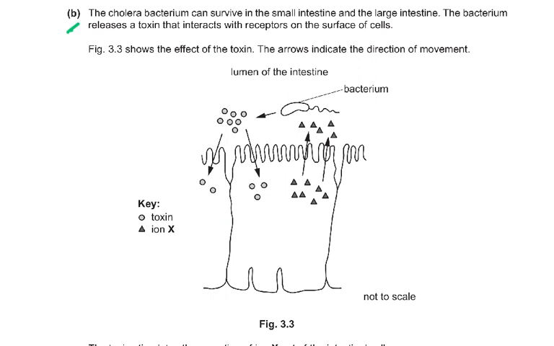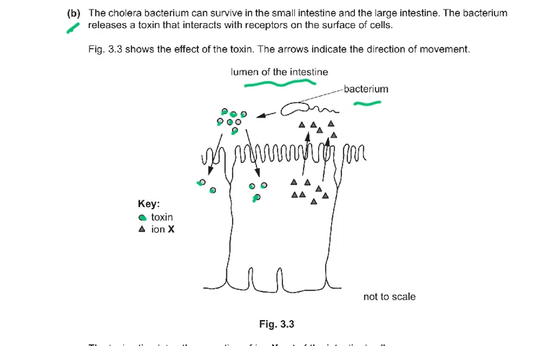B part of the question: the cholera bacterium can survive in the small intestine and the large intestine. The bacterium releases a toxin that interacts with the receptors on the surface of cells. Figure 3.3 shows the effect of the toxin. The arrow indicates the direction of movement. So you can see there's a bacterium, there's the lumen of the intestine, and then you can see the key: this is the toxin, which is this structure, which I'm going to color in green. So these are the toxins you can see here, and then you can see them here. They're going into the cell.